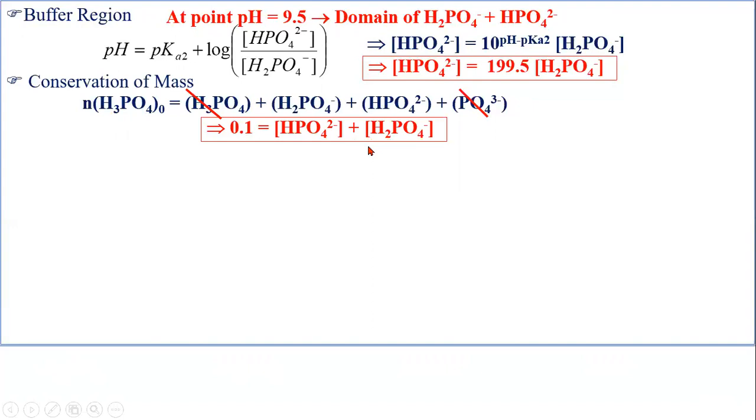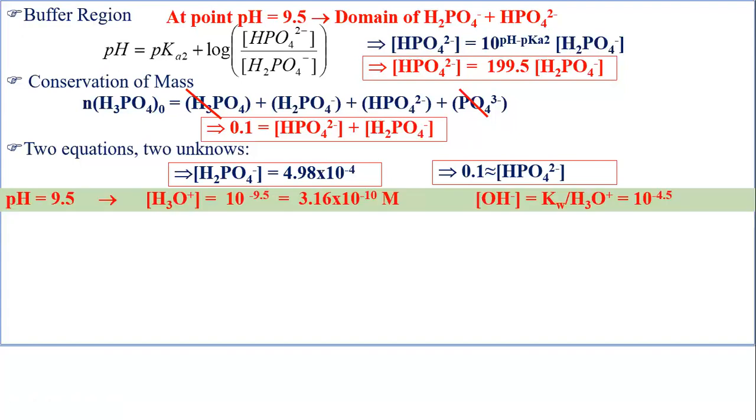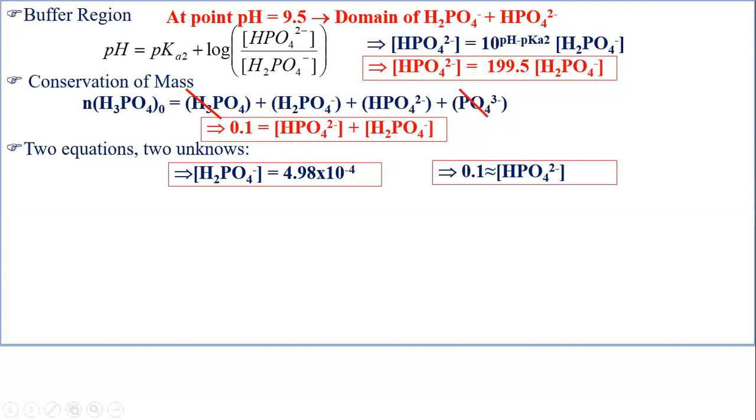And thus, we have two equations and two unknowns. Here's my two equations, two unknowns, and I can solve for these unknowns. Of course, if you look at this part, just look at it. HPO4 2 minus is some 200 times the amount of H2PO4 minus. So pretty much, it's the major species in my solution. And the total concentration of H3PO4 is pretty much HPO4 2 minus. Nonetheless, be a bit more detailed, and you get an exact value for the H2PO4 minus concentration. Okay, so we can solve the two equations, two unknowns, get the two species, and you are pretty much done with the two major species in your solution.